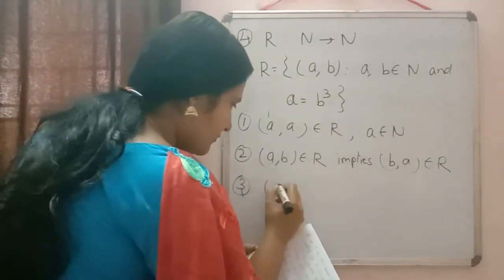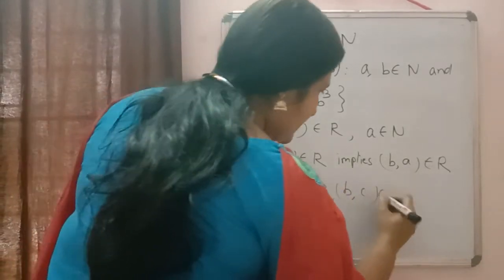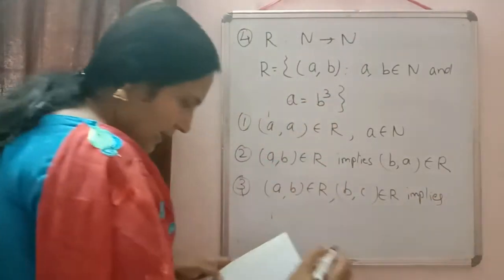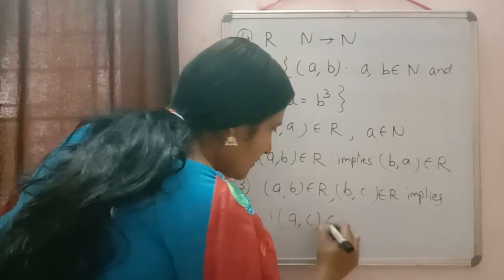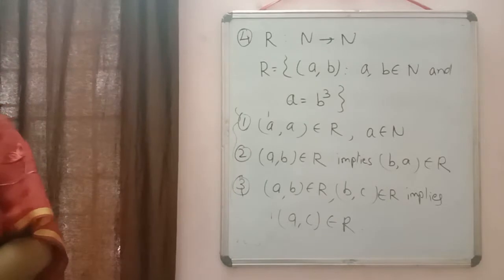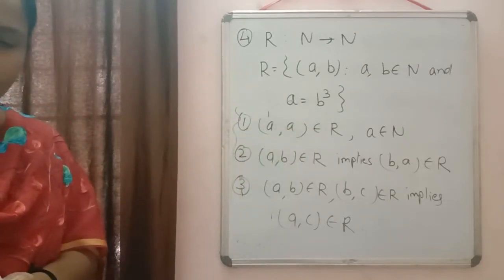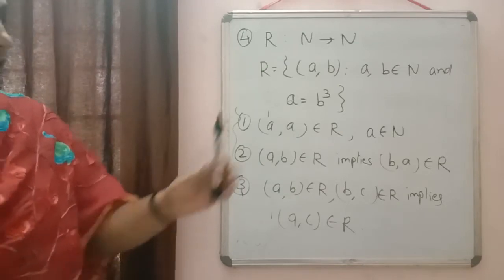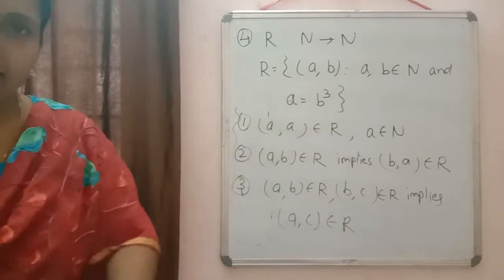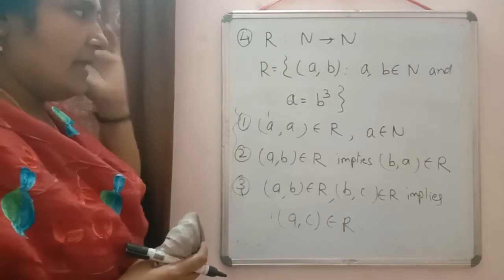And third one, we have to check (a, b) belongs to R and (b, c) belongs to R implies (a, c) belongs to R. These are the things which we have to check. And the relation is given in this way: a is equal to b cube, meaning first element is the cube of the second element.